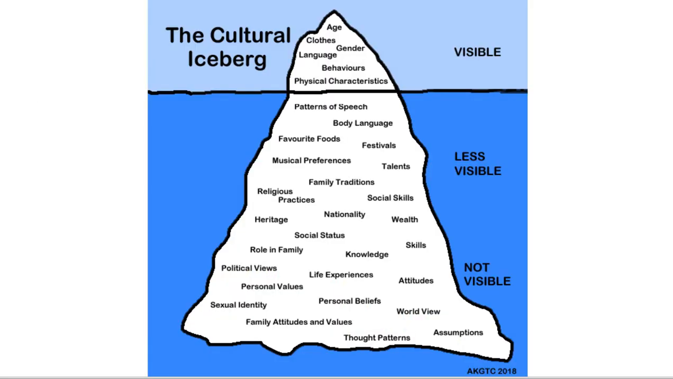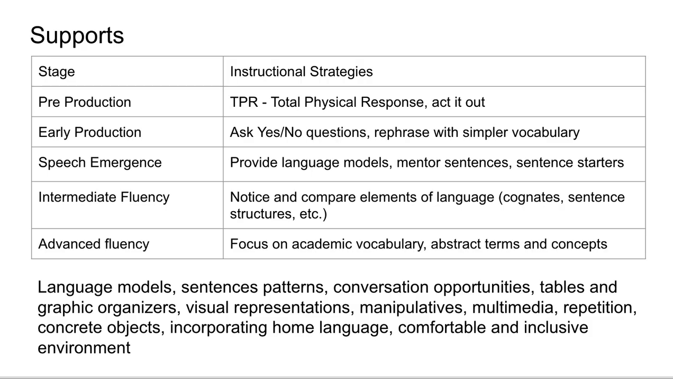I'm going to put this up here and you can pause the screen if you've never seen the cultural iceberg before, but I think it's a really good visual for understanding the things that we see versus the other components that make up a student's culture that we do not see or think about. So the question becomes, what can we do to support our learners, our English learners?